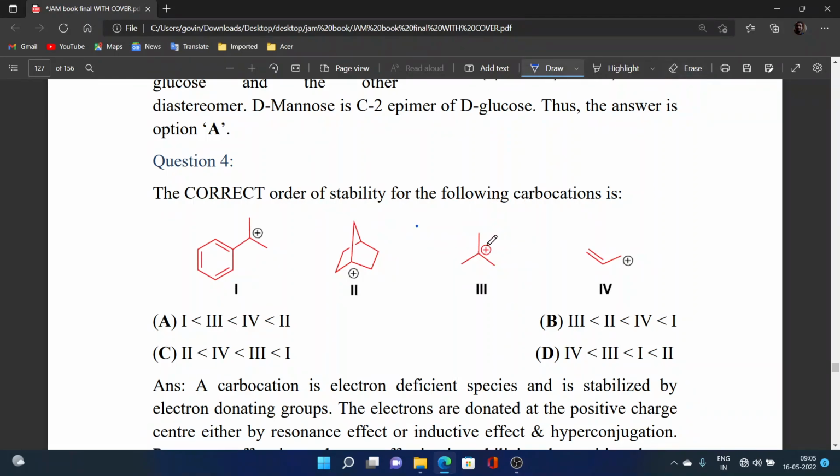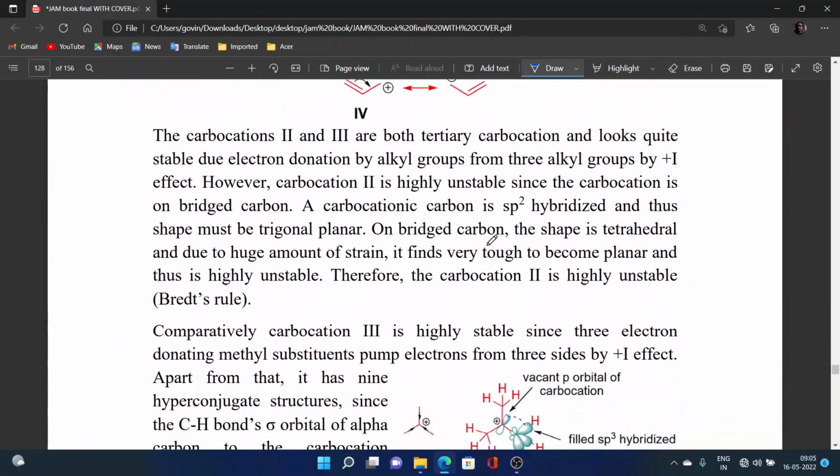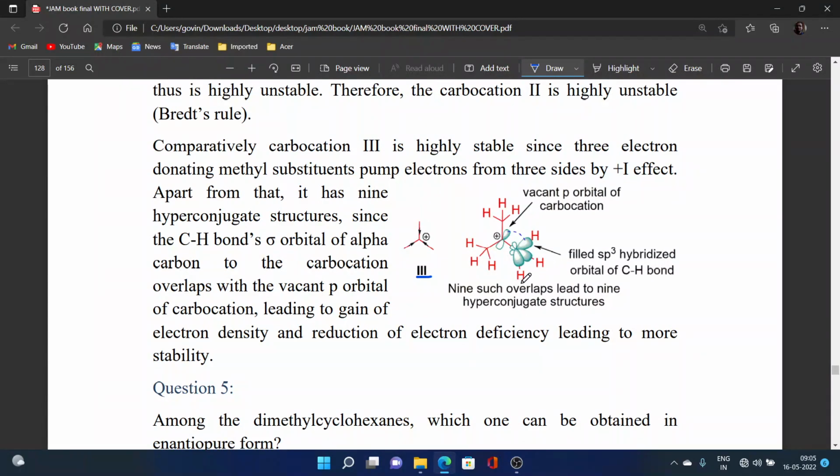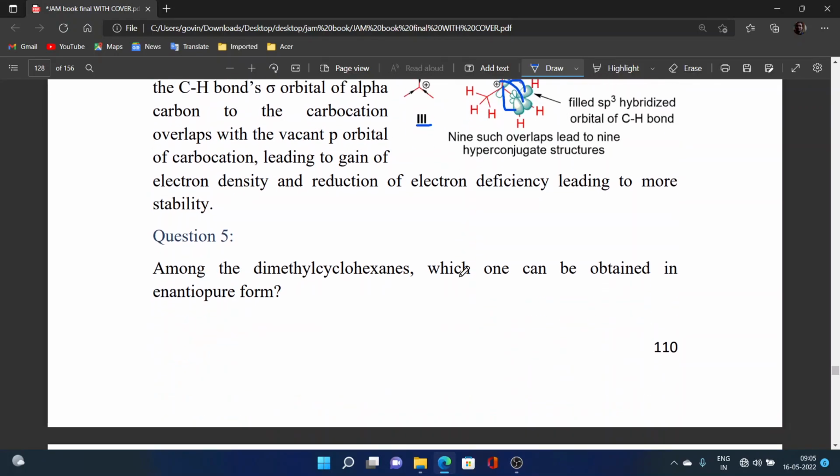I must have drawn it. Let us look at it once again. Yeah, so this is the one. This is sp3 hybridized orbital overlapped with s. So the CH bond basically overlaps with the p orbital here. So this is one, second overlap and the third overlap. Similarly 3 plus 3 plus 3, total 9 hyperconjugate structures.